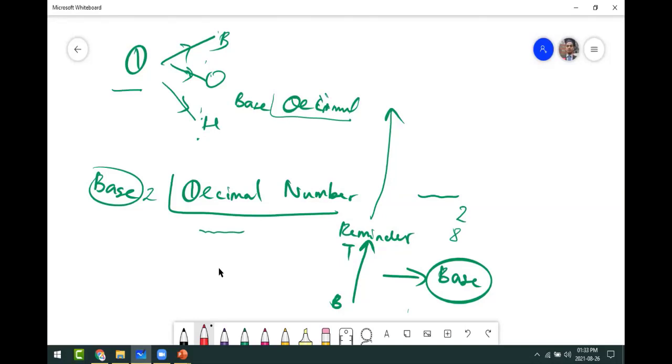way we have to convert from decimal to binary for an integer. It's an integer number. If it is an integer number.